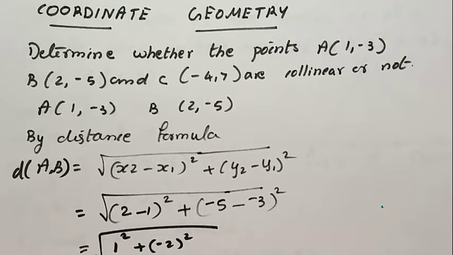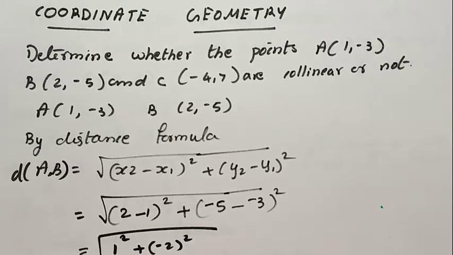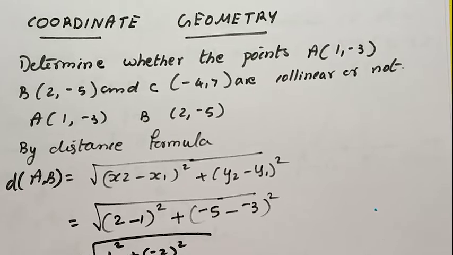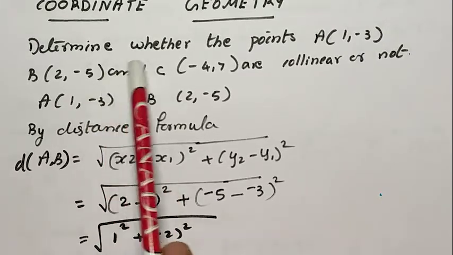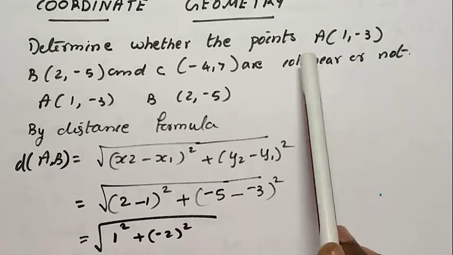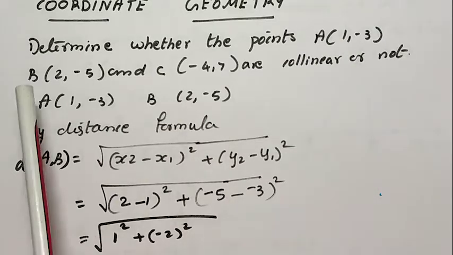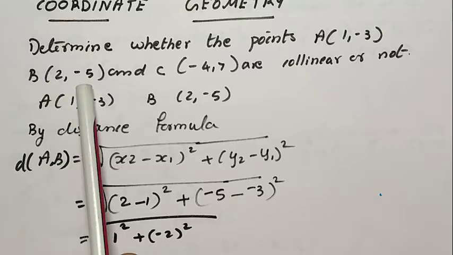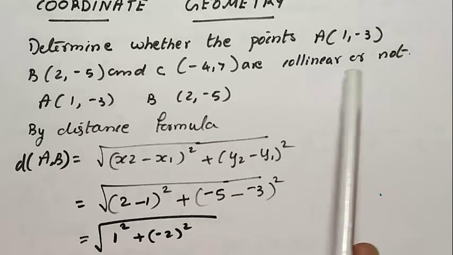Let us do a few more sums of the chapter Coordinate Geometry. Revise few more important sums. Question number 1. Determine whether the points A with the coordinate (1, -3), B with the coordinate (2, -5), and C with the coordinate (-4, 7) are collinear or not.